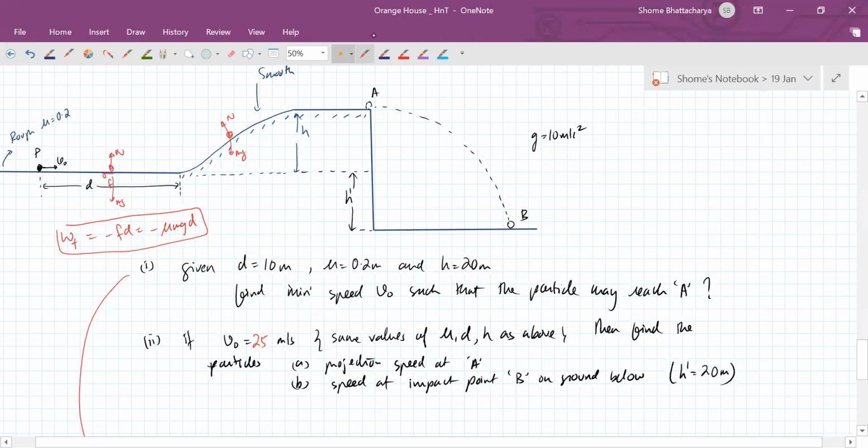Change this value to 25 meters per second for the second part now. Okay, so here you're getting v naught's minimum value as square root of 440, or approximately 21 meters per second.